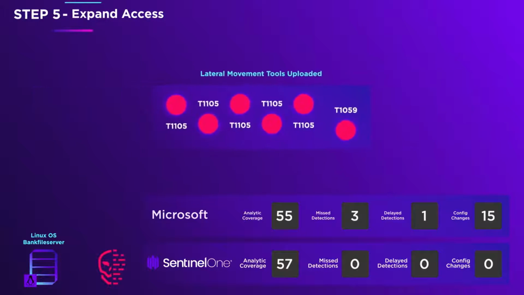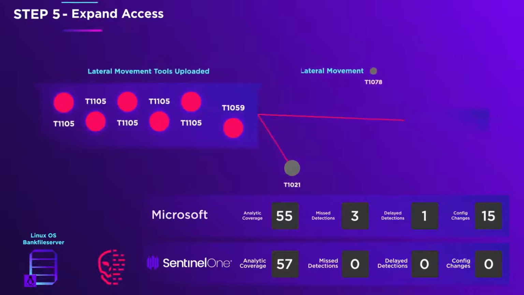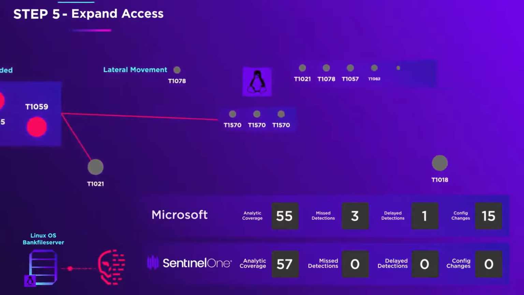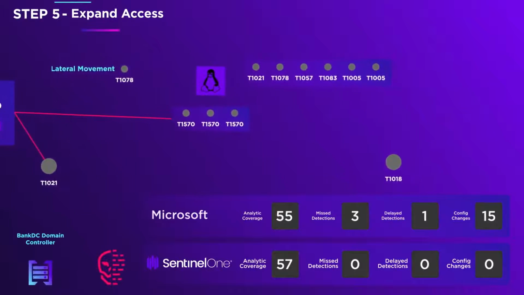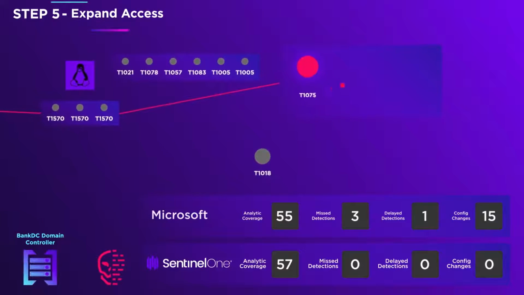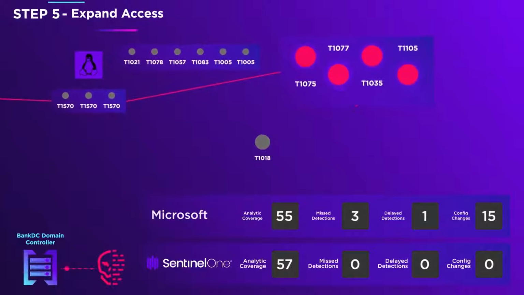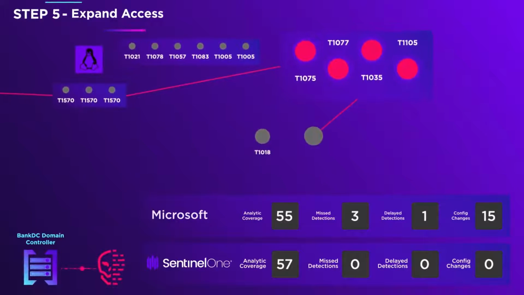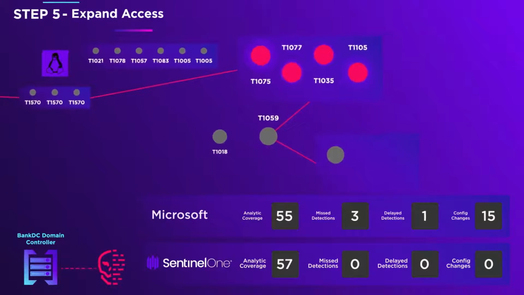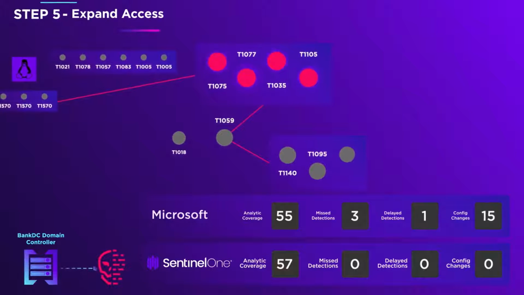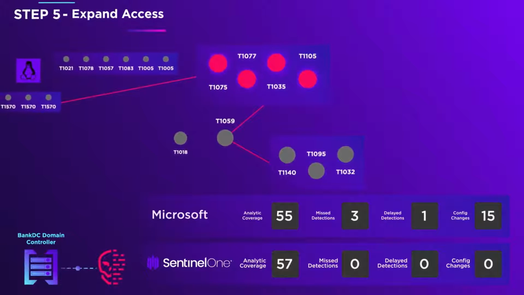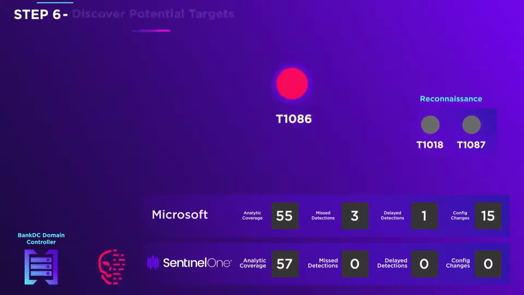Using the stolen credentials, the adversary moves laterally to the Linux OS bank file server and copies tools onto it. Masquerading as the bank file server, the adversary successfully completes a pass-the-hash attack against the bank DC Windows domain controller. He is now masquerading as the domain controller, where he spawns shell code that connects back to his C2 server.